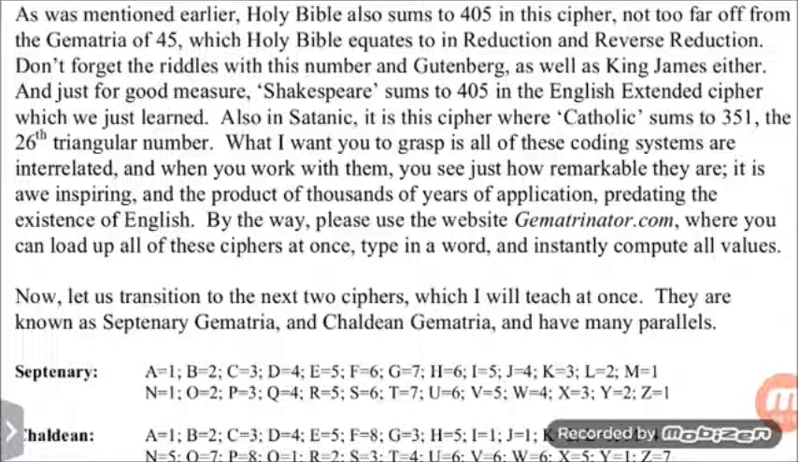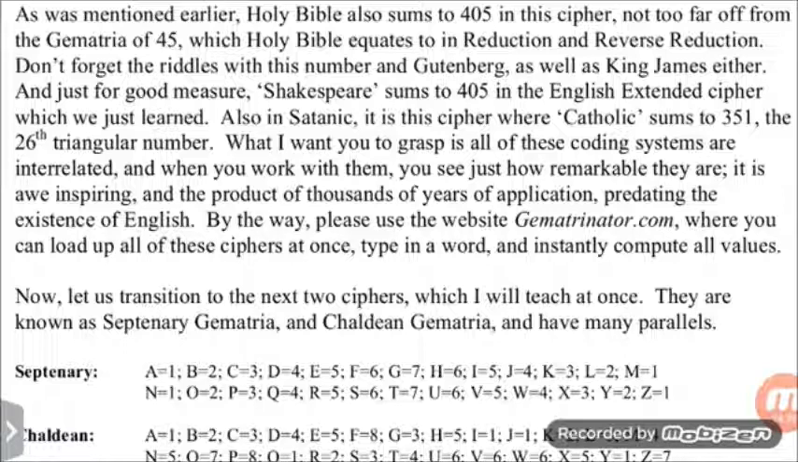Also, in Satanic, it is this cipher where Catholic sums to 351, the 26th triangular number. What I want you to grasp is all these coding systems are interrelated, and when you work with them, you see just how remarkable they are. It is awe-inspiring and the product of thousands of years of application predating the existence of English.